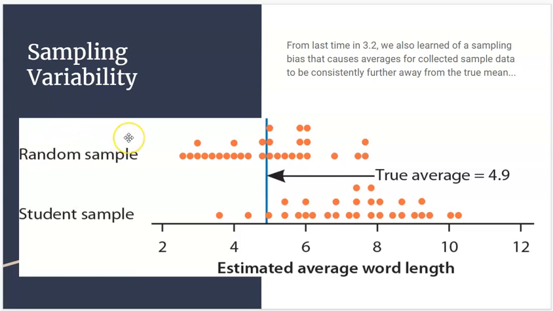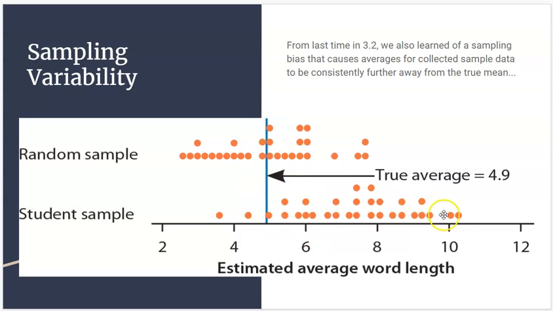Okay, so next we're going to talk about sampling variability. I'm going to start again leeching off of 3.2. Last time in 3.2, we learned that sampling bias causes averages for collected sample data to be consistently further away from the true mean. That's evident right here, where you see the student sample, which was maybe biased by the students. They chose based on what they wanted to choose and not because they were looking randomly. Some people like long words, some people like short words, some people like this word over another word, that kind of stuff.